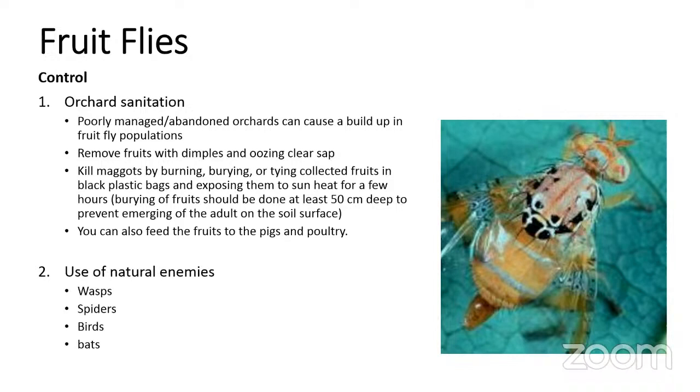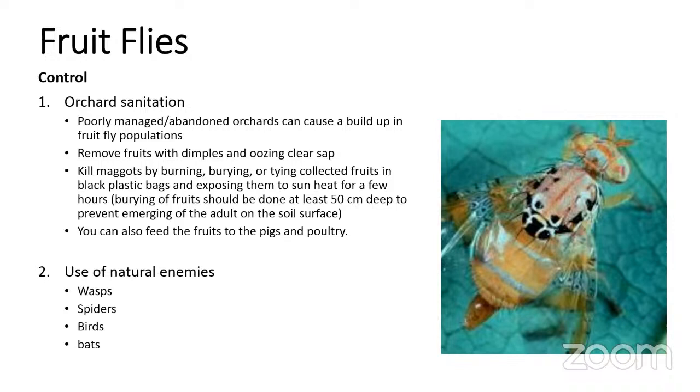Then when you are burying, take care that you bury them at least 50 centimeters deep to prevent the pupae from emerging on the surface of the soil when they turn into adults. Remember, the effective depth where fruit flies pupate is between 3 to 5 centimeters. So if you bury the fruits very shallow, they will still pupate and emerge as adults.